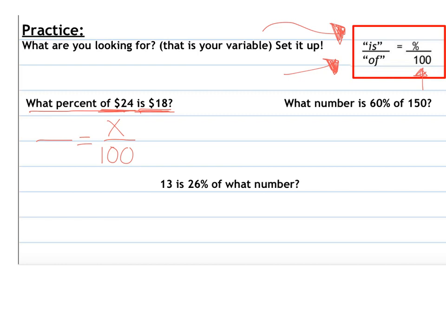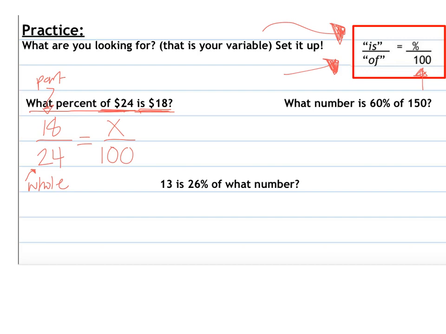So now I figure out which is my whole and which is my part. Well, I'm taking the percent of 24 so that goes on the bottom. And I know that whatever the percent is has to equal 18. So the whole, meaning the number that I'm taking the percent of, and then the part is the number that after I take the percent, that's what I end up with.